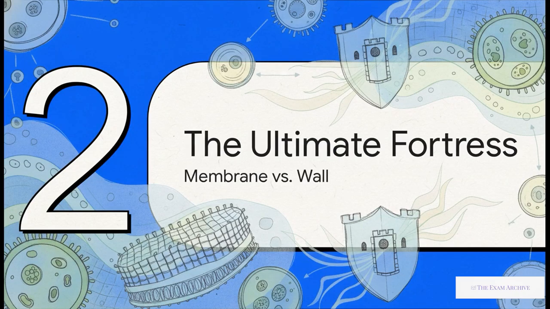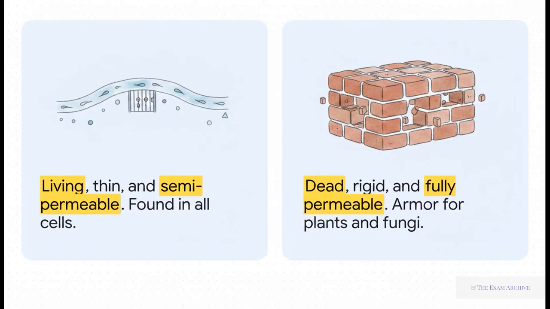Moving on to Section 2, the ultimate cellular fortress, membrane versus wall. Okay, let's really slow down and break this down because it's an absolutely vital concept. On the left, we've got the cell membrane. Now, this is a living structure. It is extremely thin. We're talking less than 10 nanometers thick, and it's semi-permeable. Basically, it acts like a highly selective security guard, choosing exactly what gets in and out. Plus, the cell membrane is found in all cells, no exceptions.